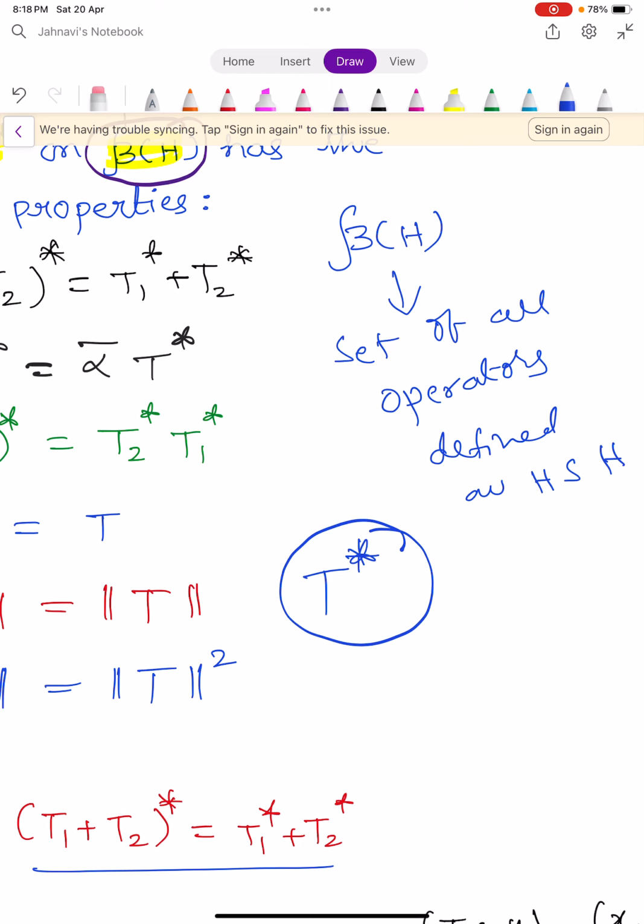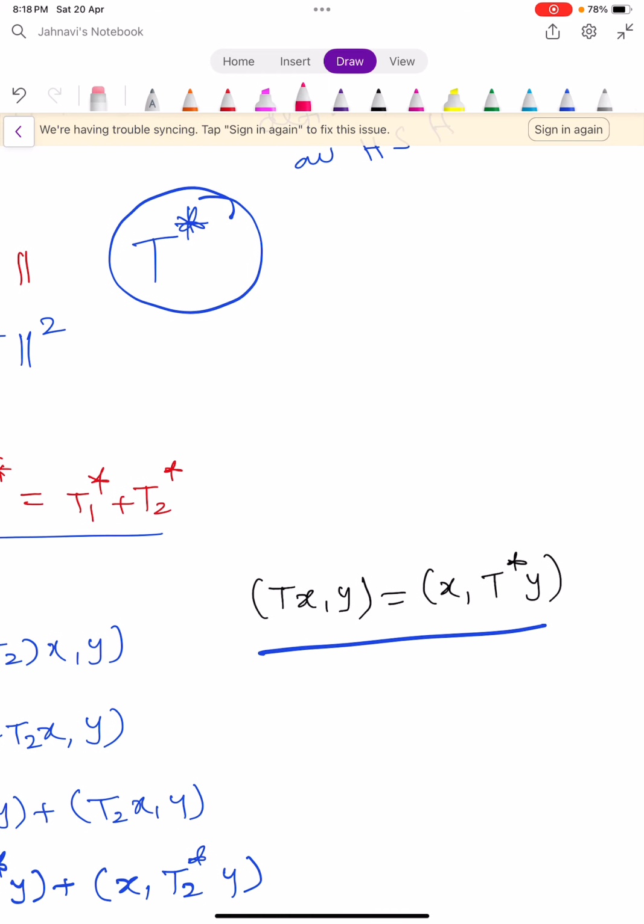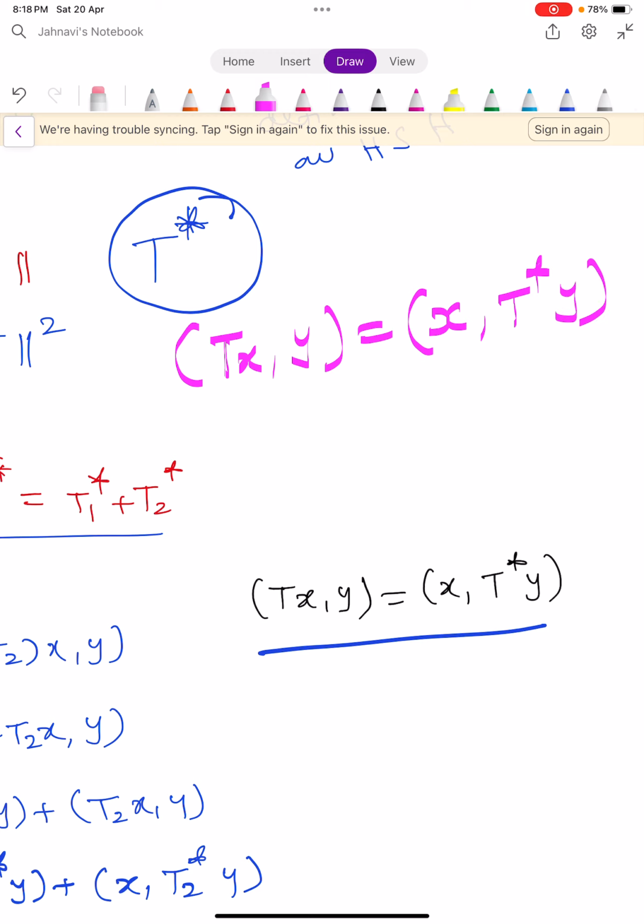And this T star has one simple property, that is the inner product of Tx comma y is equal to the inner product of x comma T star y, and this is known as the adjoint of an operator. And also, an operator means a continuous linear transformation defined from a Hilbert space into itself. It means here the domain and the codomain are the same, that's why it is known as an operator.